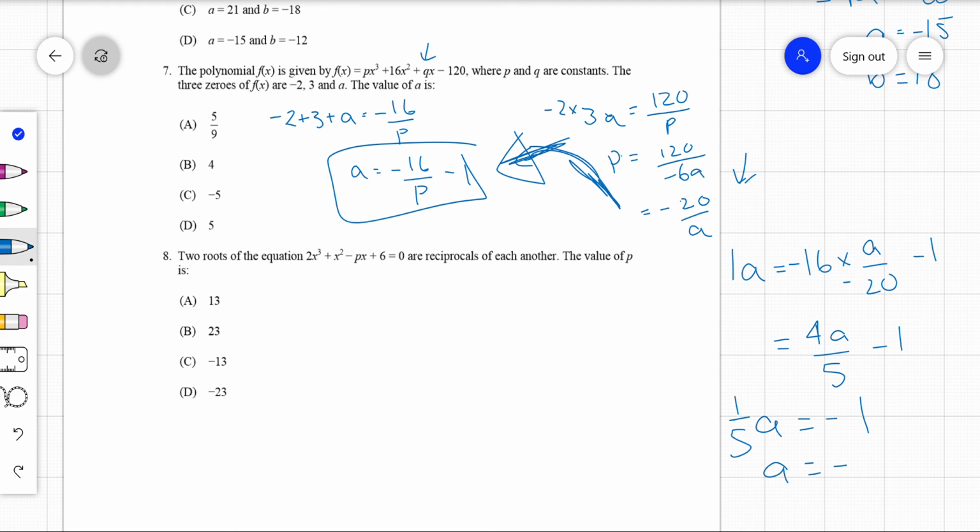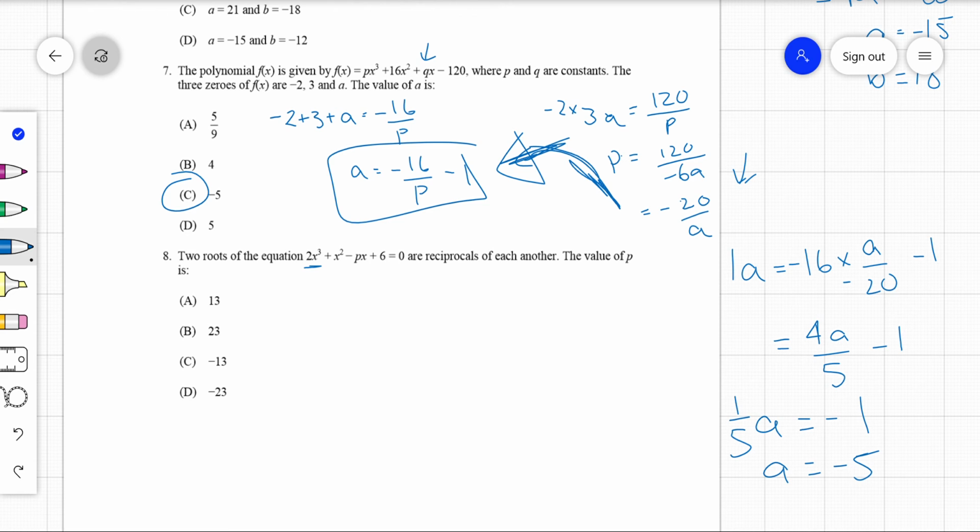So A equals minus 5, and thankfully there is a minus 5 there. Then I have more confidence that I'm right. All right, number 8. Two roots are reciprocals of each other. Find the value of P. Okay, so just take note, it is a cubic.